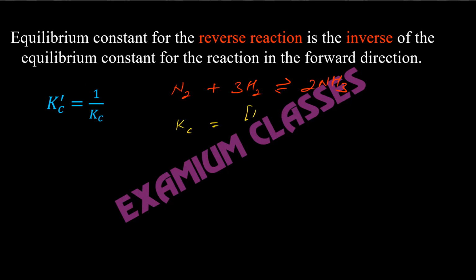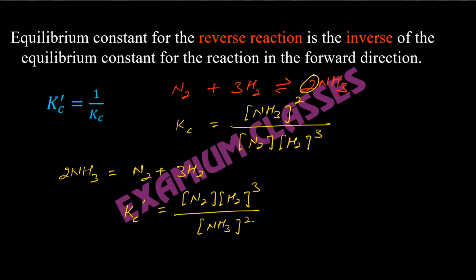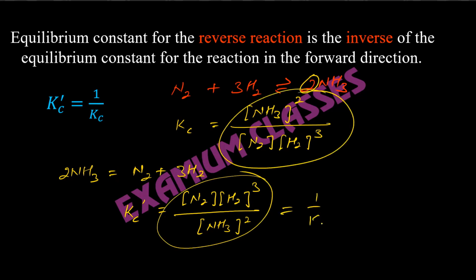Kc will be the concentration of products raised to their stoichiometric coefficients divided by the concentration of reactants raised to their stoichiometric coefficients. This is Kc. If I write it in reverse order, then say it is Kc dash. It will be the products concentration, now these are the products, raised to their stoichiometric coefficients divided by the reactants concentration raised to their stoichiometric coefficients. And obviously this is the reciprocal of this one, that is 1 by Kc.